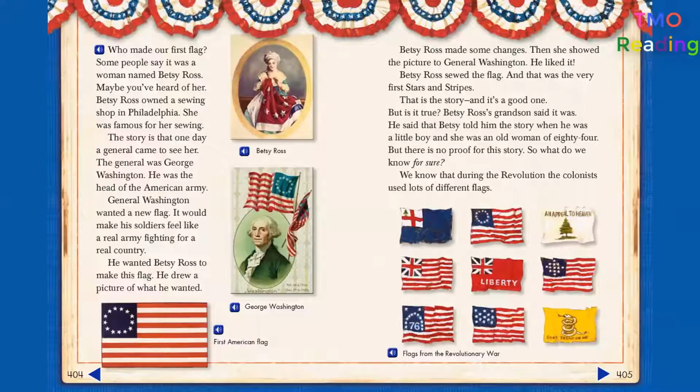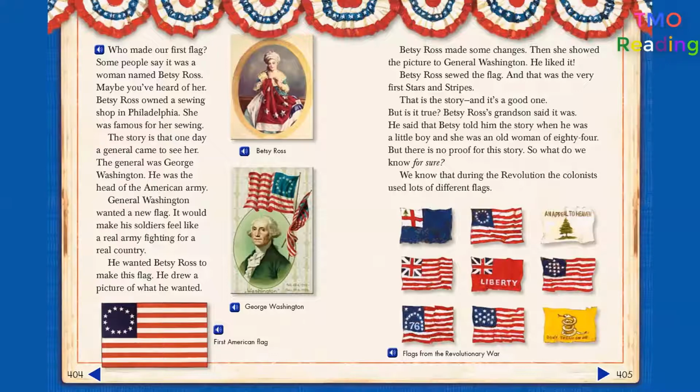Who made our first flag? Some people say it was a woman named Betsy Ross. Maybe you've heard of her. Betsy Ross owned a sewing shop in Philadelphia. She was famous for her sewing. The story is that one day a general came to see her. The general was George Washington. He was the head of the American Army. General Washington wanted a new flag.